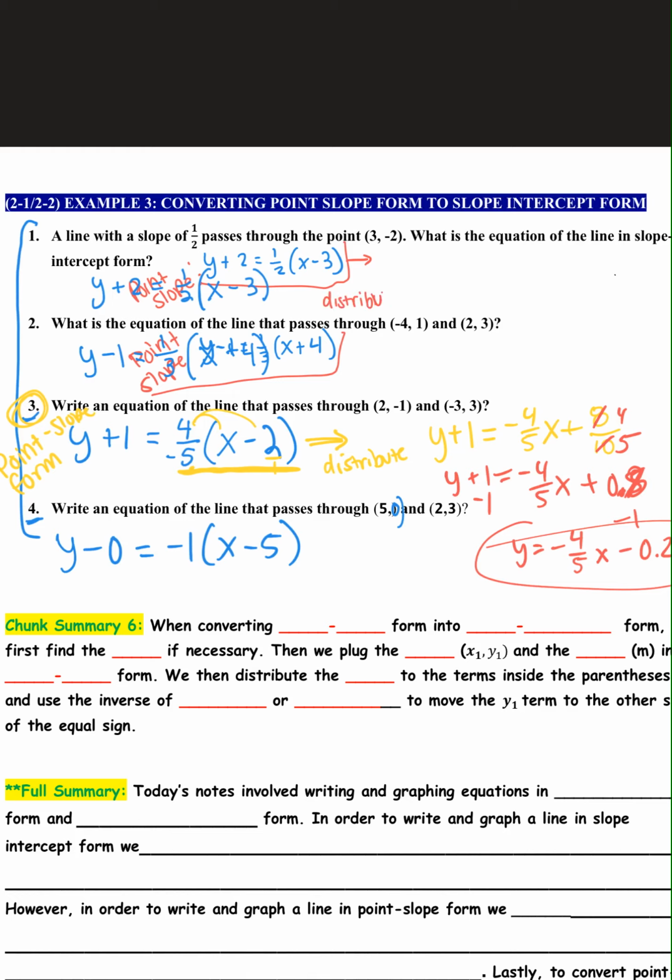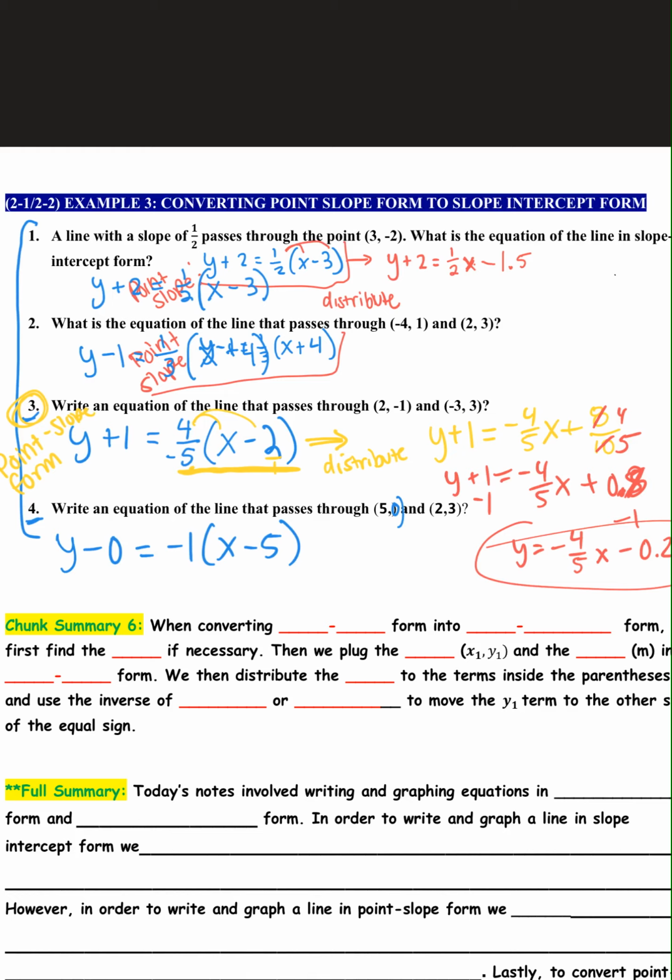So to get to slope-intercept form, I need to distribute the slope, okay? So I'm going to have y plus 2 equals, and then I'm going to take the 1/2 and the x, so I get 1/2 x, and then half of -3. And I can convert that to a decimal if I want to. Sometimes it's easier that way. So I know that 3 divided by 2 is 1.5. So I'm going to just go ahead and say -1.5.